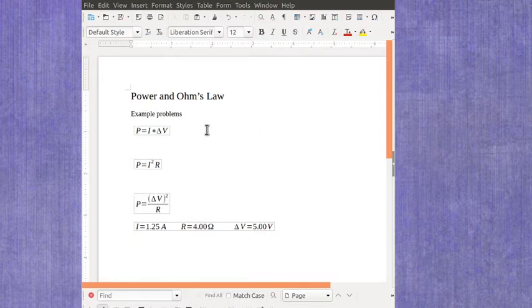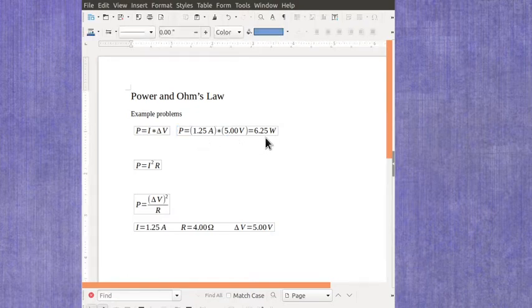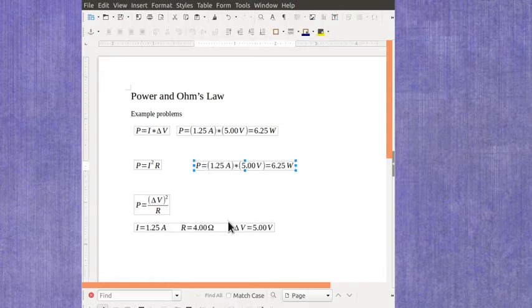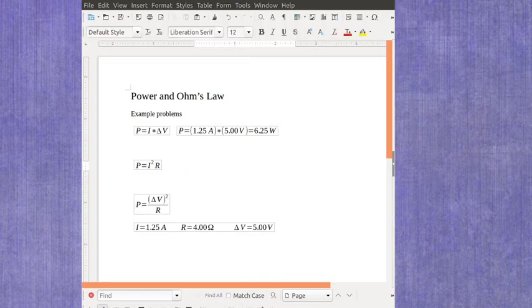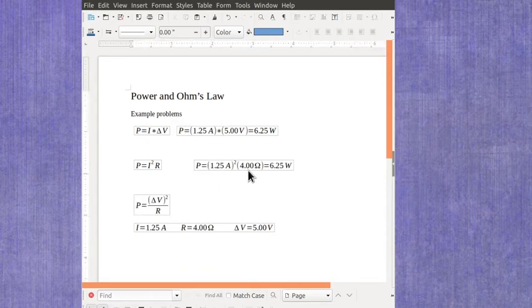For my original equation for power, I would plug in my current and my voltage, and I'd find I've got 6.25 watts if I had 1.25 amps times 5.00 volts. If I use the current and the resistance, plugging in the current squared and the resistance, you plug in the 1.25 squared times the 4 ohms, and you'll still get 6.25.